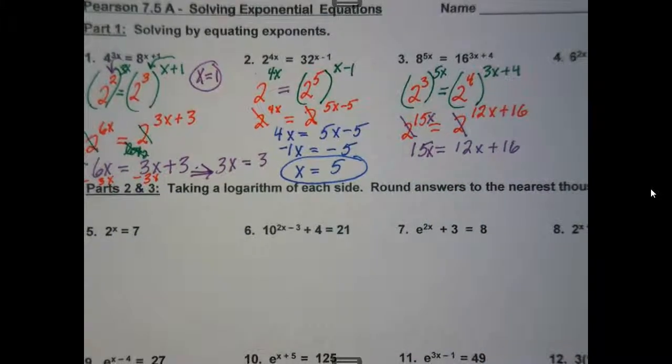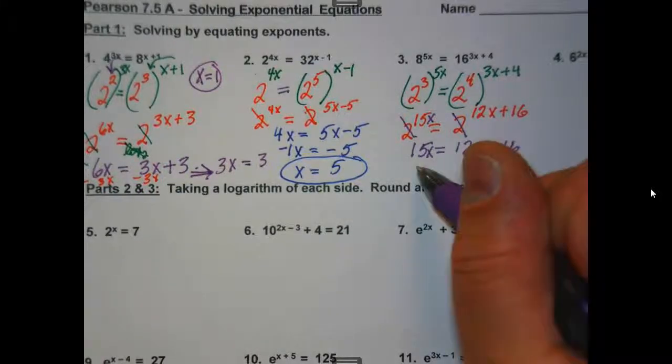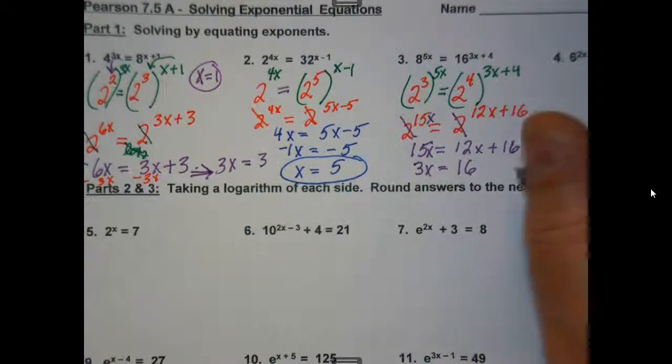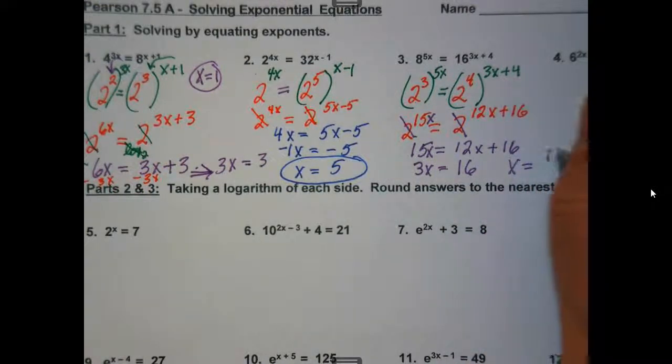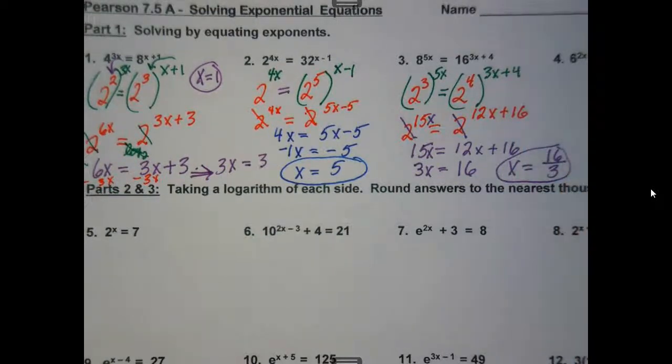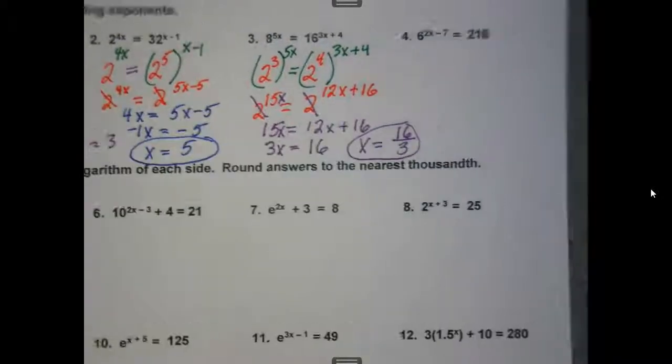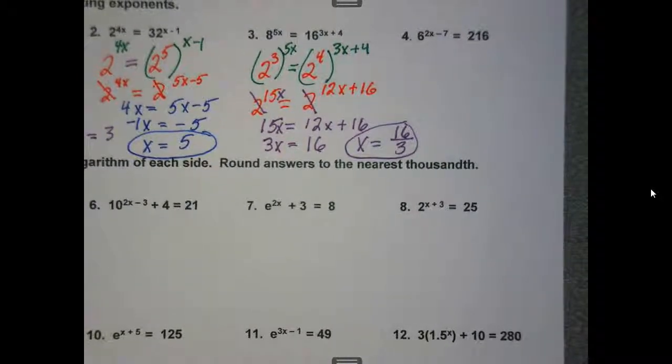15x minus 12x. So I end up with 16 divided by 3, right? Everybody getting this?